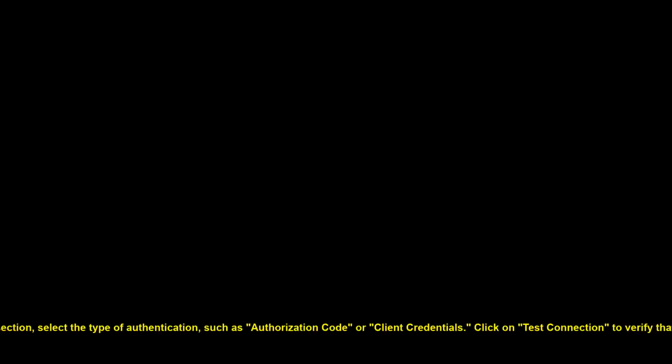Next, under the OAuth authentication section, select the type of authentication, such as authorization code or client credentials. If the test is successful, proceed to click Finish to create the connection. Now, locate the newly created OAuth connection in the repository. Drag the connection to your job design workspace to use it in your Talend job.